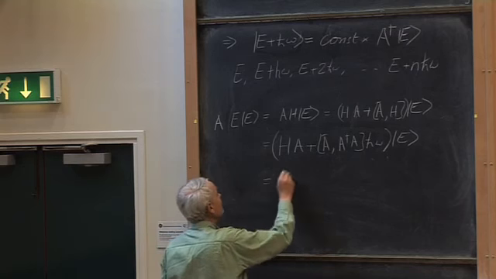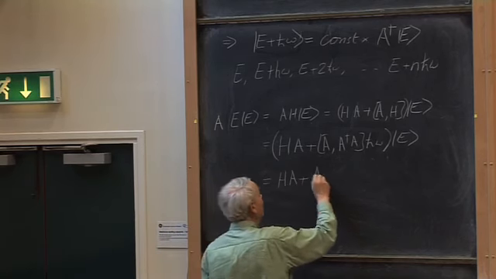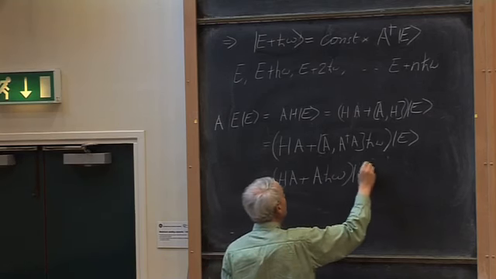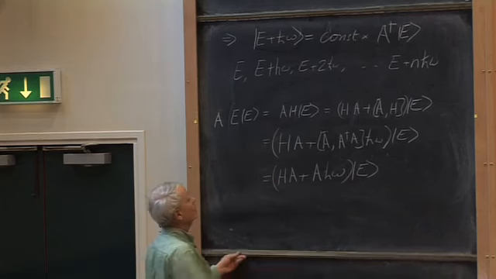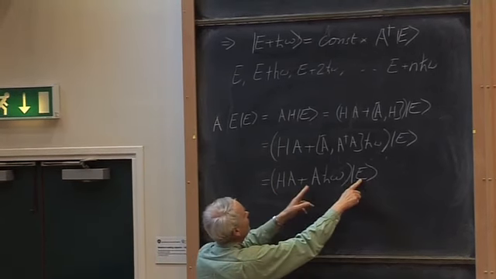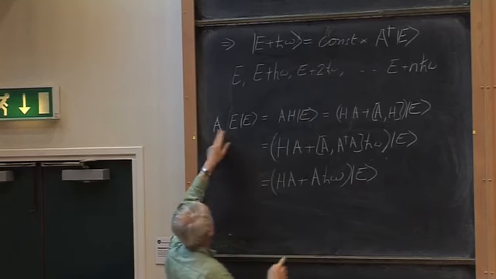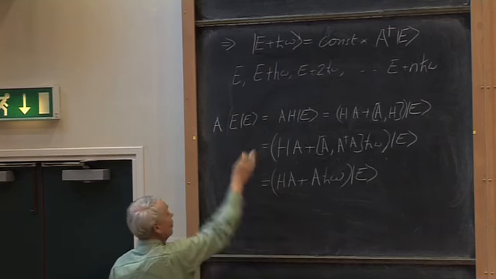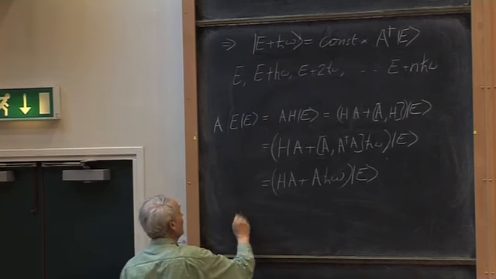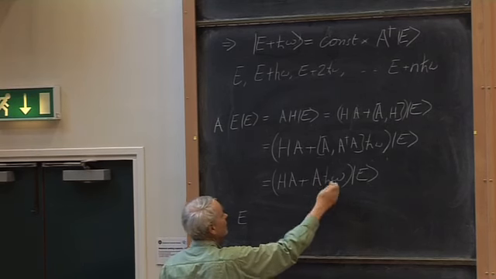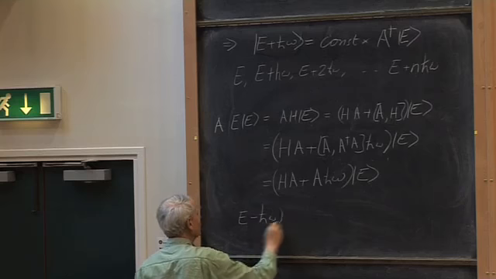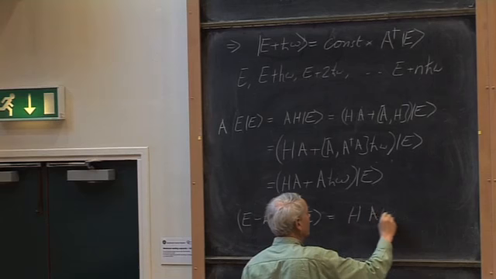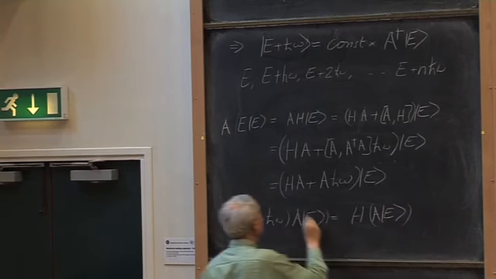So this becomes HA plus A h bar omega acting on E. So we have an AE with no operator in front on this side of the equation, but we have the same thing on that side of the equation. So we take these together onto this side of the equation, and we then have that E minus h bar omega goes to the other side and becomes a minus h bar omega times AE is equal to HAE.